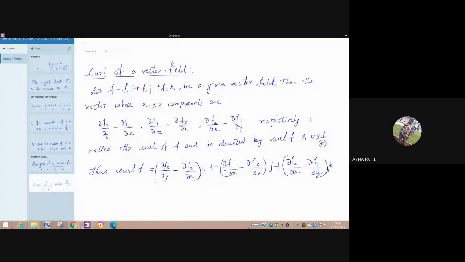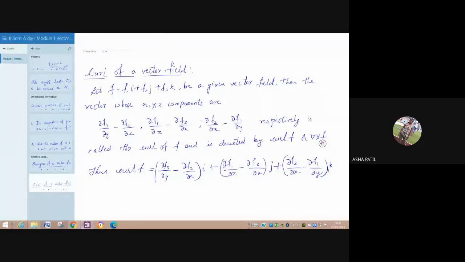Hope my screen is visible. Yes, ma'am. Okay. Well, I have written already the definition of curl of a vector field.